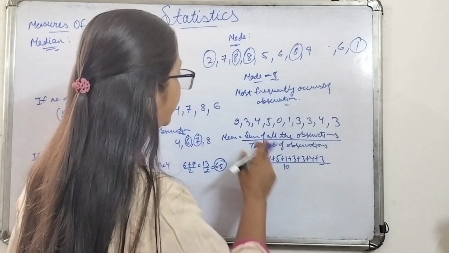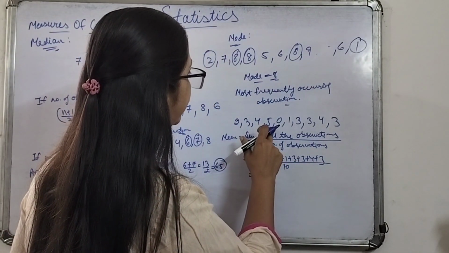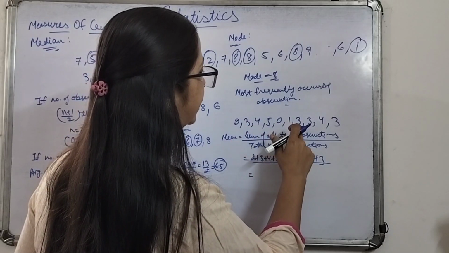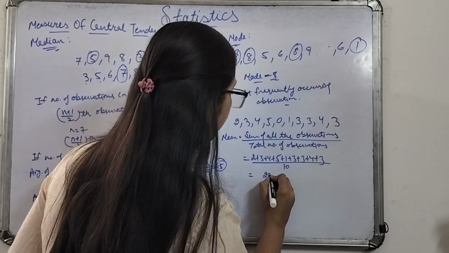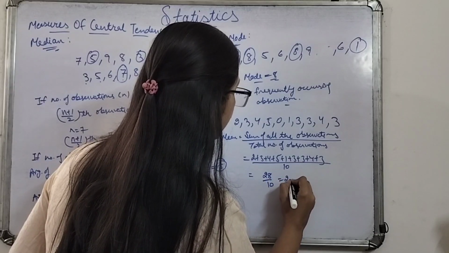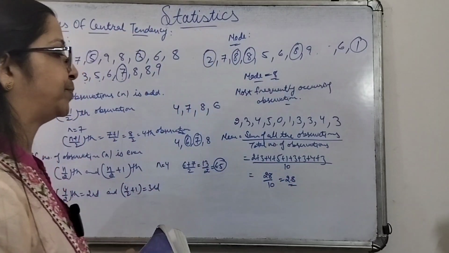Now we will add it. 3 and 5 is 5, 5, 5, 10, 14, 15, 18, 21, 25, 26, 28. 28 by 10, we can say 2.8 will be the mean.